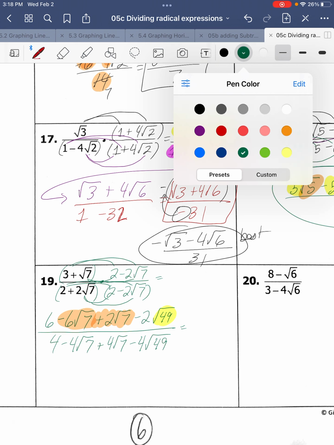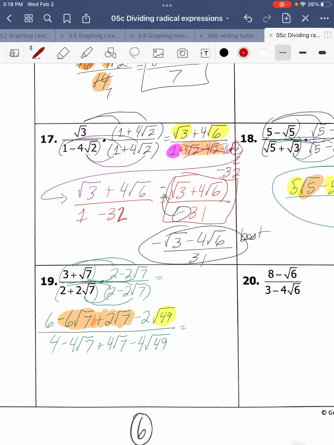So we have square root of 49 is 7. So this is going to become 7. That's times negative 2. So that's going to end up being negative 14. So this turns into negative 14 here. We have 6 minus 14. So 6 minus 14, those are your like terms, which is negative 8.